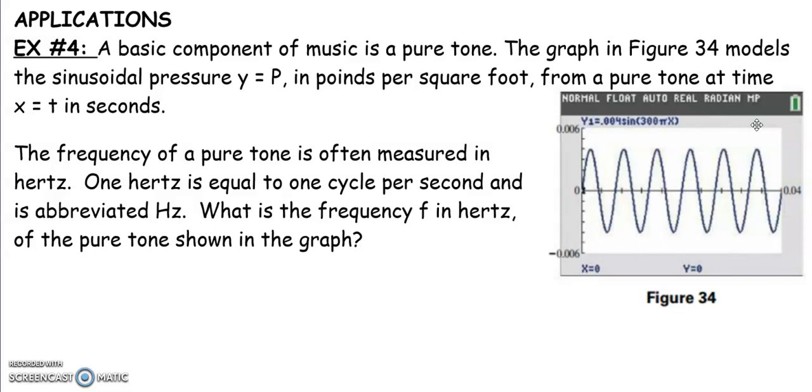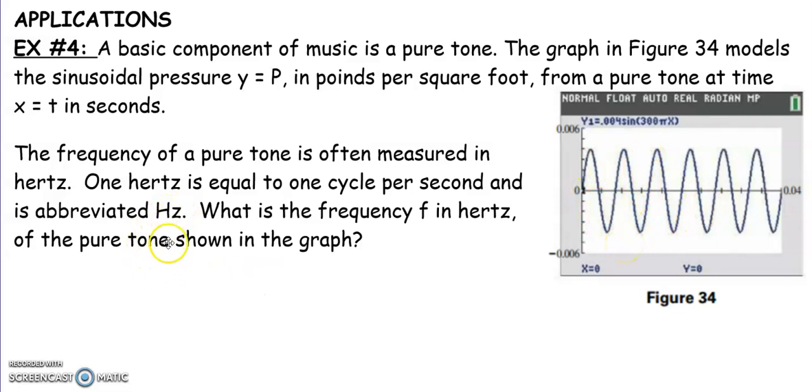So they continued by telling us the frequency of a pure tone is often measured in hertz. 1 hertz is equal to 1 cycle per second. So if you complete 1 sine wave in a second, that is 1 hertz. So 2 sine waves in a second is 2 hertz. 3 sine waves, and so forth and so on. So when you say 60 hertz, like we measure our electricity, what that means is we complete 60 sine waves in 1 second.